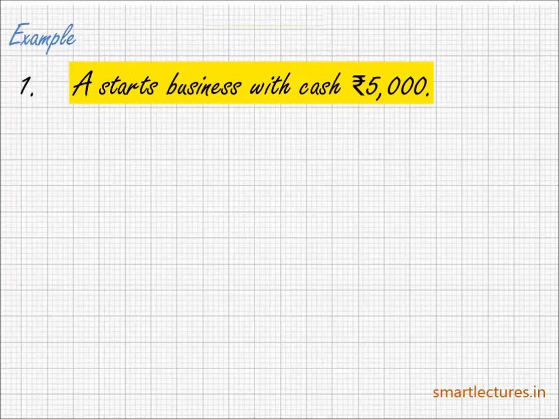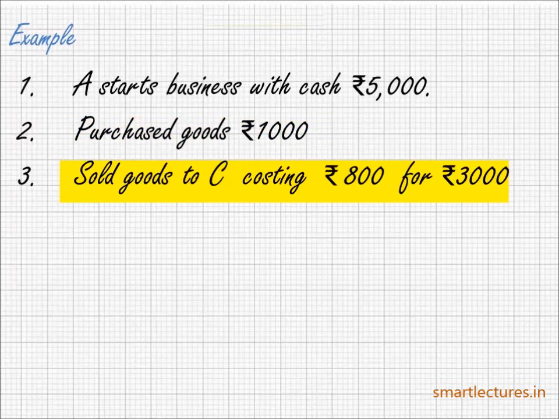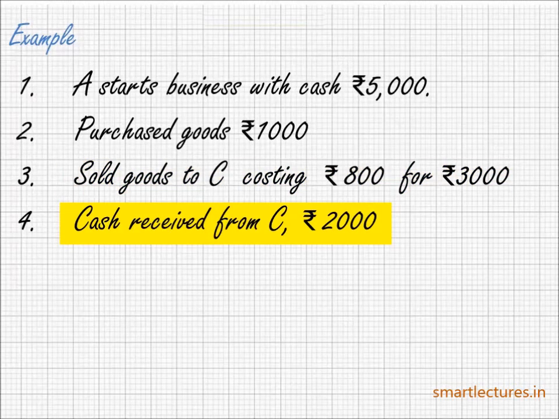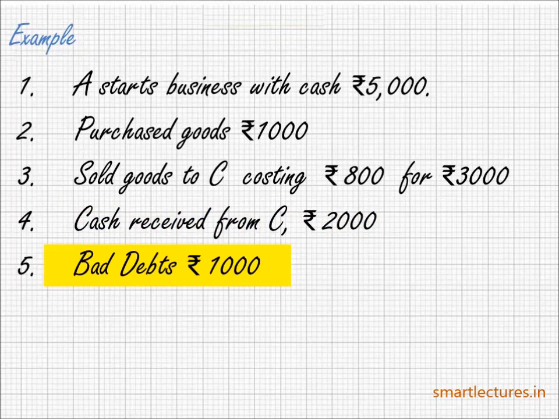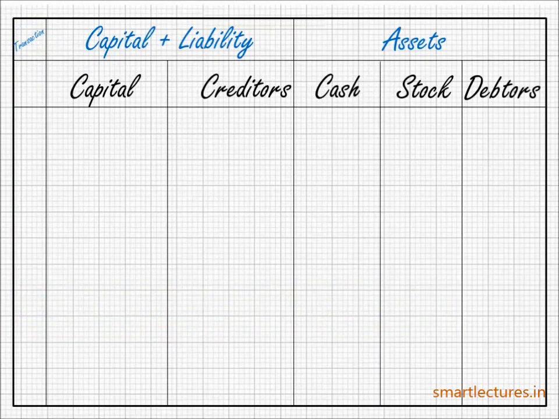A starts business with cash rupees 5,000. Transaction number 2, purchased goods rupees 1,000. Transaction number 3, sold goods to C costing rupees 800 for rupees 3,000. Transaction number 4, cash received from C rupees 2,000. Number 5, bad debts rupees 1,000. And then closing stock as on 31st March 2013 rupees 200. So let's do the accounting equation one by one.